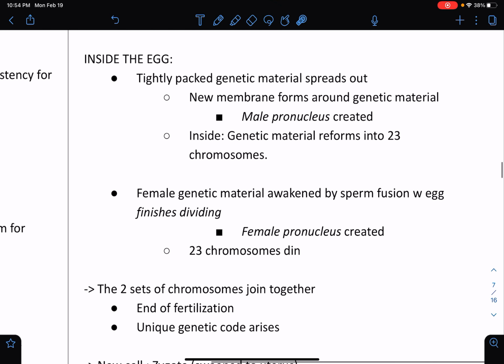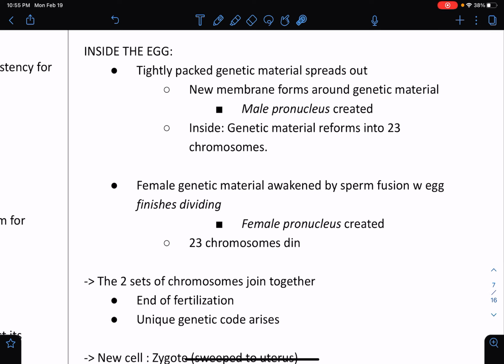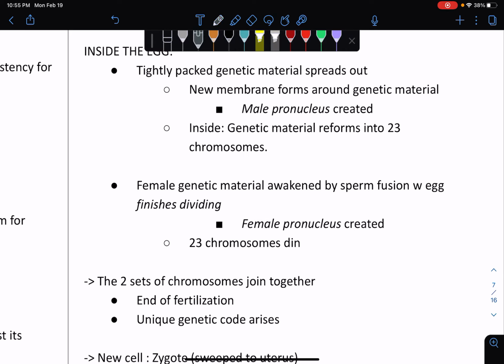Now, inside the egg, provided that there is fertilization, the sperm cell fertilizes the egg. Tightly packed genetic material spreads out, so a new membrane forms around the genetic material. The male pronucleus is created, and inside, genetic material reforms into 23 chromosomes. The number 23, so I believe this is where it makes sense. It is said that we have 46 chromosomes, 23 coming from dad, 23 coming from mom.